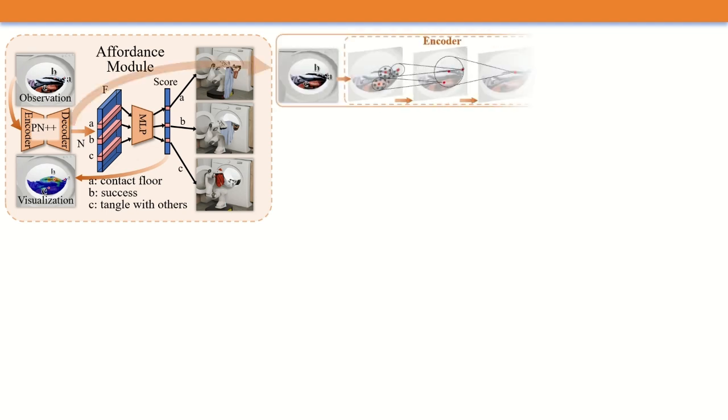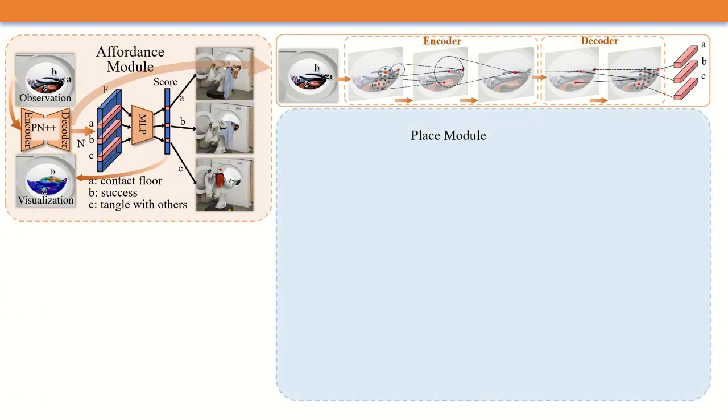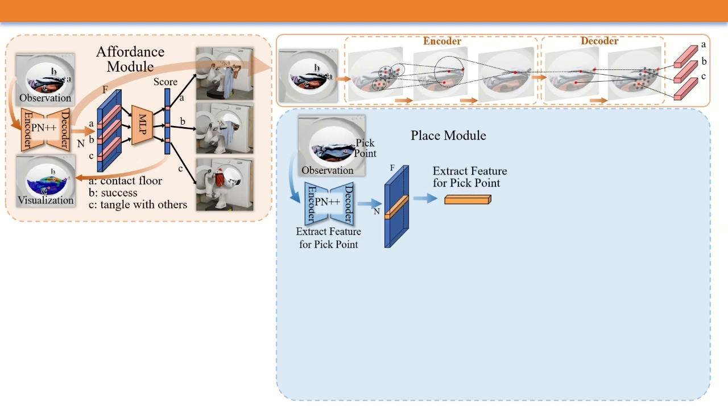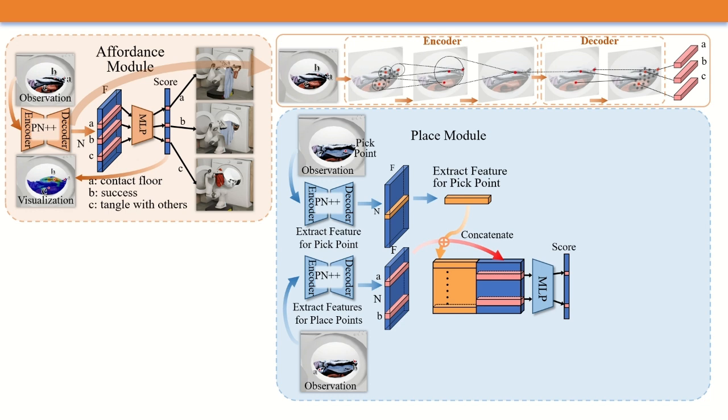The PointNet++ backbone within the module aggregates both local and global features that facilitate incorporating garment geometry, structure, and relation information for each point. Next, we train the place module, which predicts the point-level place score conditioned on a pick point for adaptation and is supervised by the trained affordance module. We use one PointNet++ to extract the feature of the given pick point, and another PointNet++ to extract features for place points. Then their feature concatenation is parsed into MLPs to predict the place affordance.